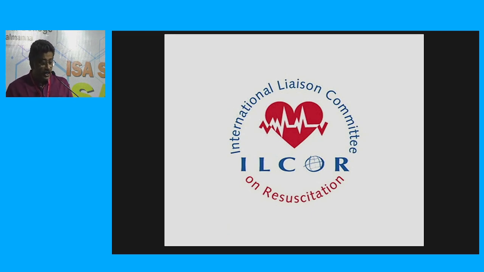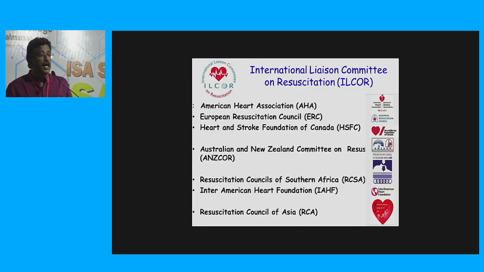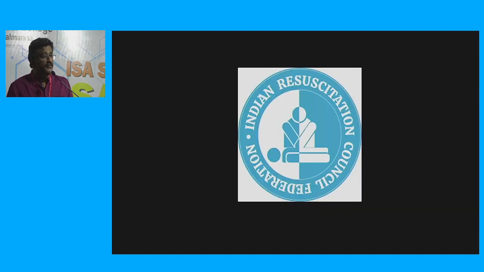It is the International Liaison Committee on Resuscitation. It was formed in 1992. It is a forum to liaise between various resuscitation organizations around the world. At present there are 7 organizations, of which the more popular is the American Heart Association, and the rest you can see there. The Indian Resuscitation Council Federation is the observer invitee at present.